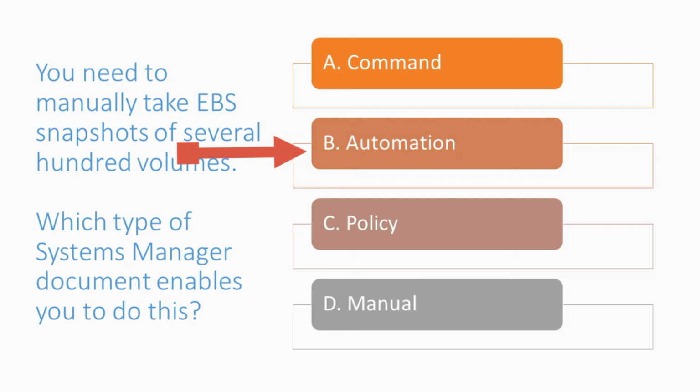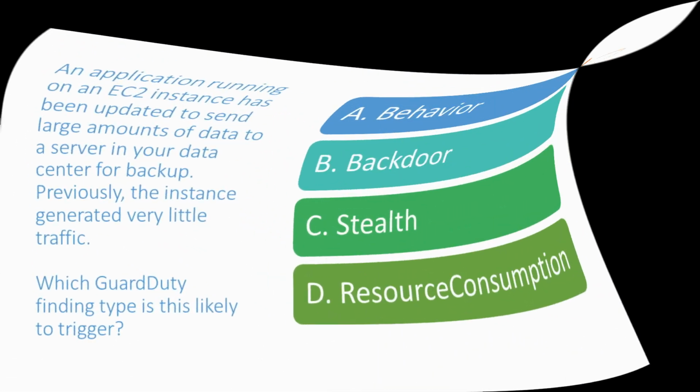A policy document works only with State Manager and can't take an EBS snapshot. There's no manual document type. Let's talk about next questions.